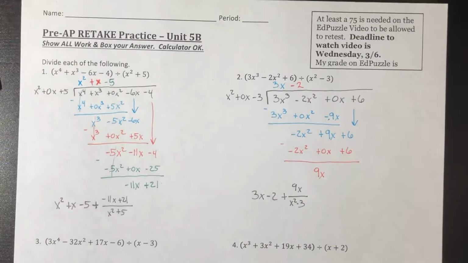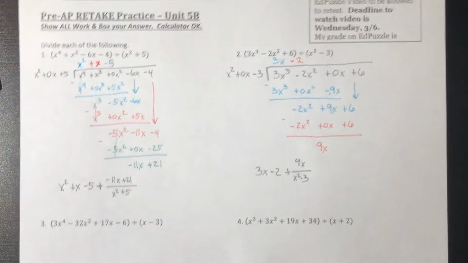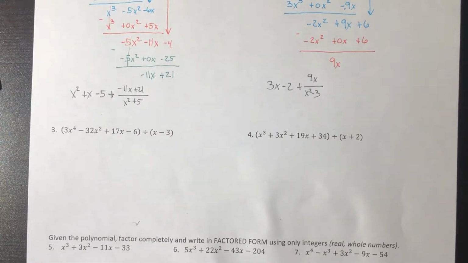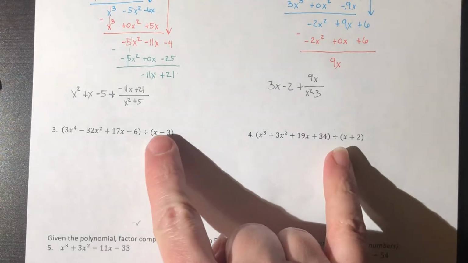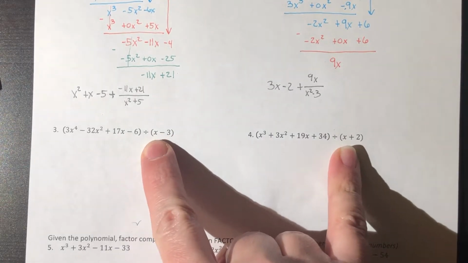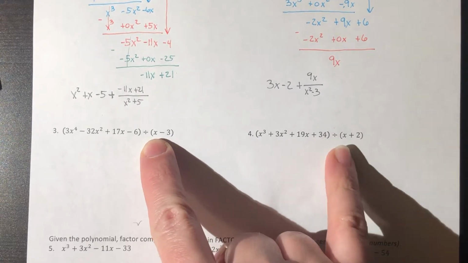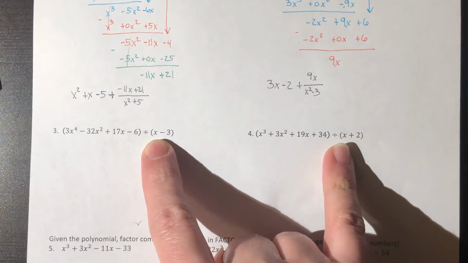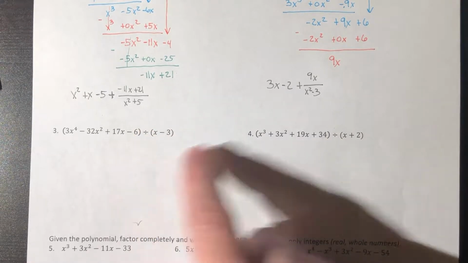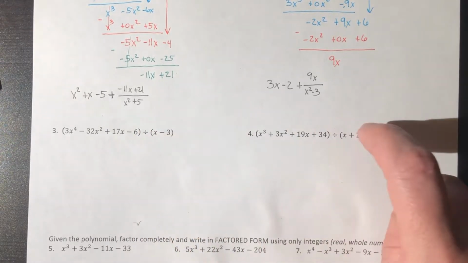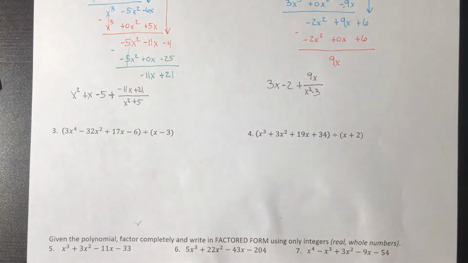Now, questions 1 and 2 are different from questions 3 and 4, because in questions 3 and 4, I do not have x squareds. So for these ones, because it's a coefficient of 1 and I do not have an exponent, that means I'm able to do synthetic division.